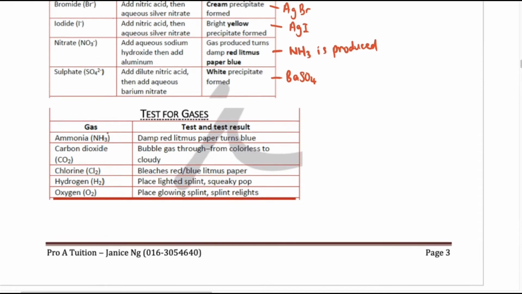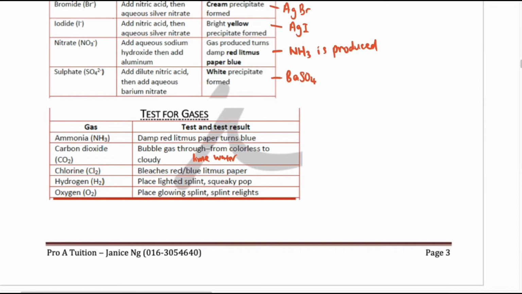Okay. Tests for gases, ammonia. So for ammonia, what happens is this one. This is the ammonia observation, right? Damp red litmus paper turns blue. Carbon dioxide, lime water: bubble the gas through lime water, and the lime water goes from colorless to cloudy.